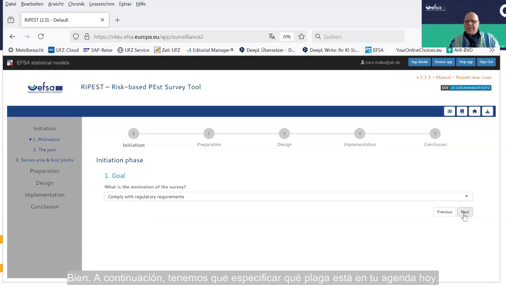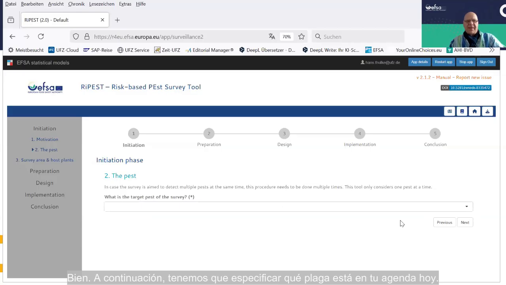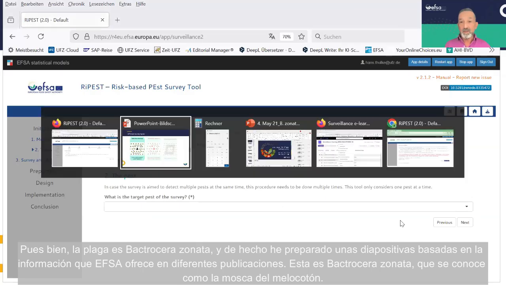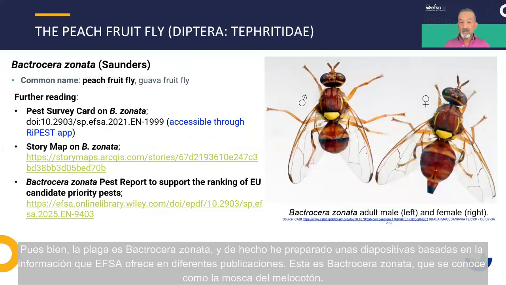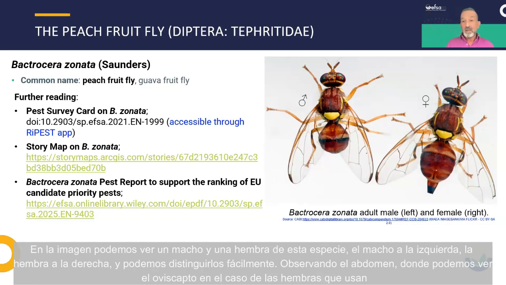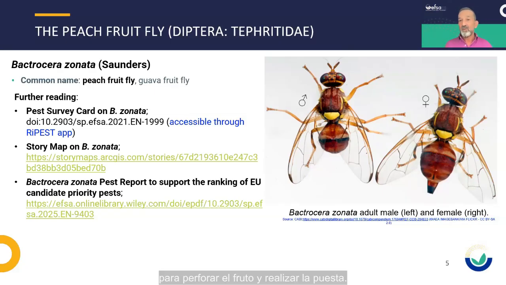Good. Having this, next we have to specify which pest is on your agenda today. Well, the pest is Bactrocera zonata, and I have prepared some slides based on the info EFSA has in different publications. So this is the pest, Bactrocera zonata, which is known as the peach fruit fly. In the image, we can see a male and a female of this species, the male on the left, the female on the right, and we can easily distinguish them looking at the tip of the abdomen, where we can see the oviscapt in the case of the females that they use to pierce the fruit and oviposit.